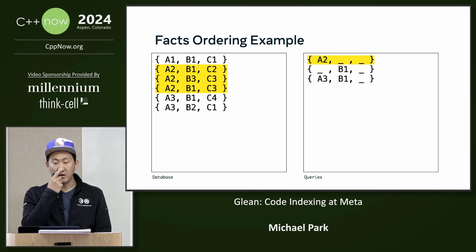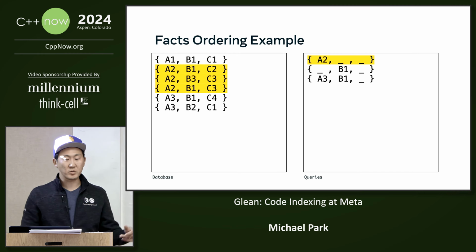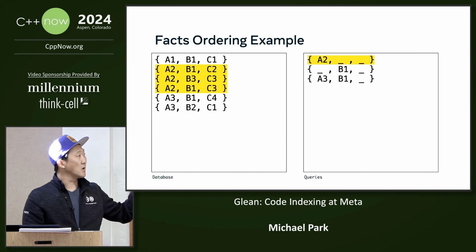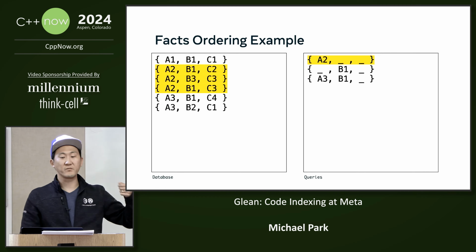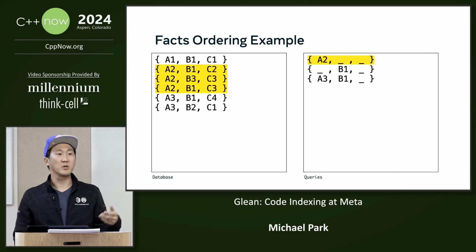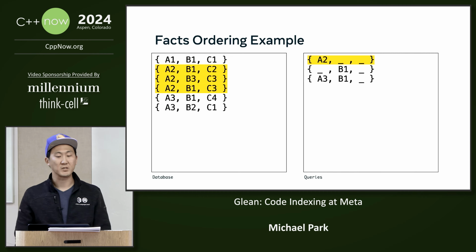So the first query there, where we specify A2, is going to do a binary search on the first column and find a range of entries that match. And it's going to yield each of those entries one by one. And you can collect them and do your analysis there.